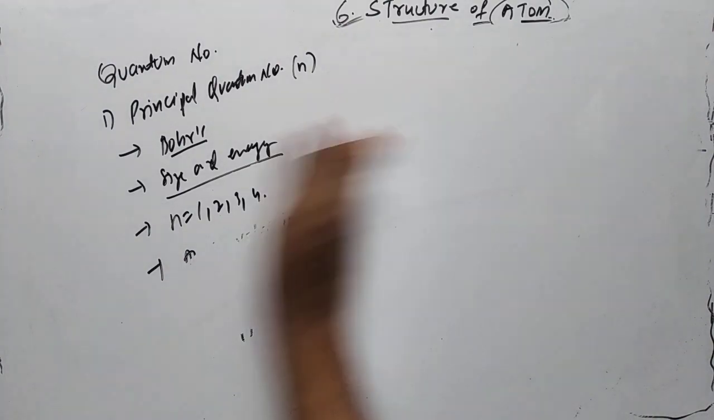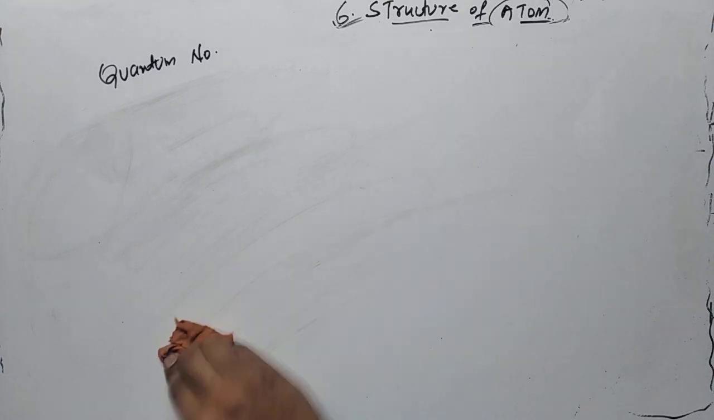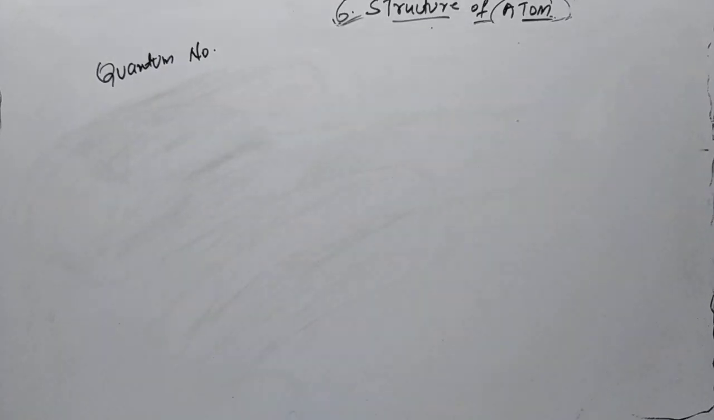So the second one we have is the azimuthal quantum number, or angular momentum quantum number.